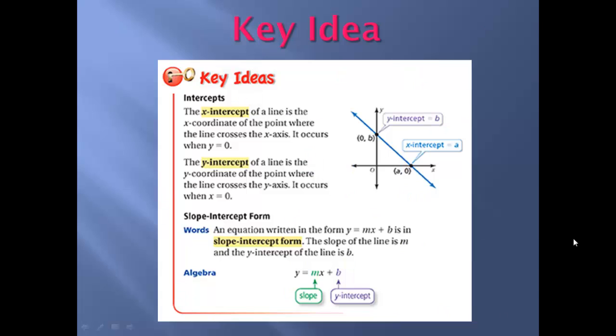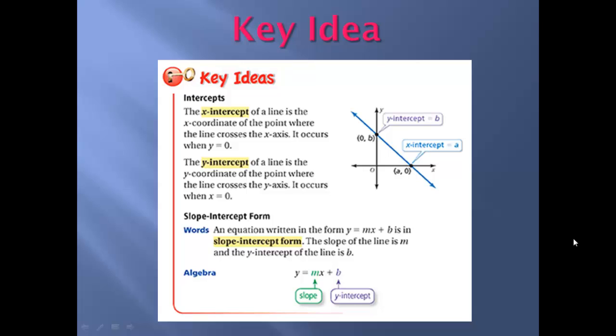First, we're going to look at our key idea for intercepts in slope-intercept form. The x-intercept of a line is the x-coordinate of the point where the line crosses the x-axis. It occurs when y equals 0. The y-intercept of a line is the y-coordinate of the point where the line crosses the y-axis. It occurs when x equals 0.